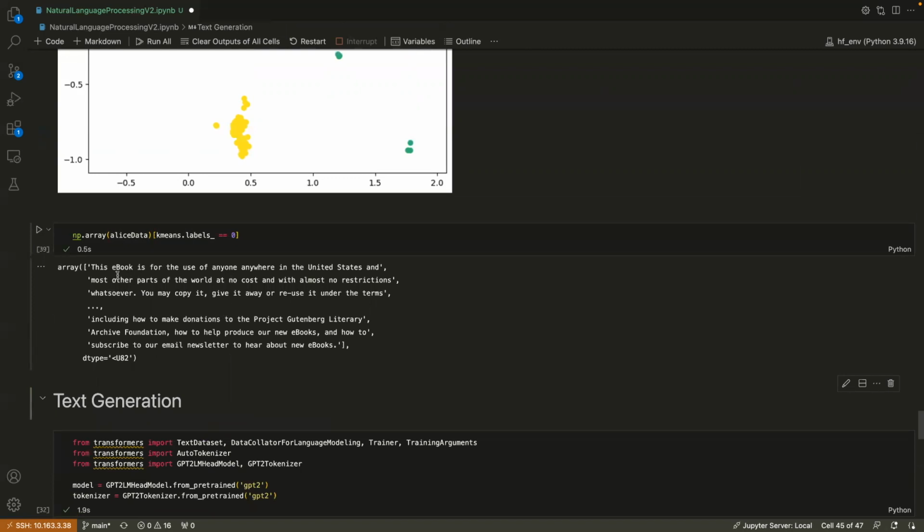Like this ebook is used for whatsoever, you may copy it, blah, blah, blah. This is all the disclaimers beforehand, and they all cluster together because their vectors look different from the actual vectors from Alice in Wonderland, which is pretty cool. Even using the caveman tools of natural language processing, we're still finding decently interesting results.